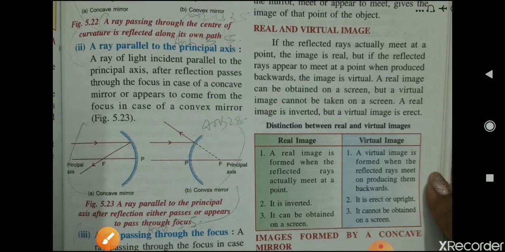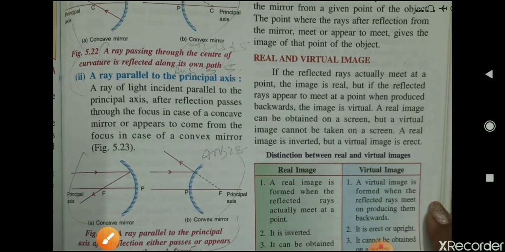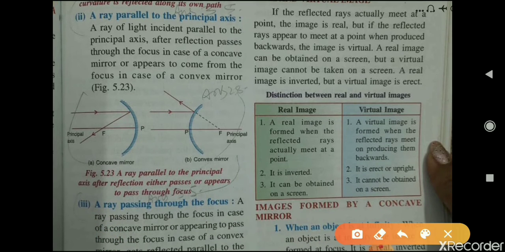Now, real image and virtual image. A real image is formed when reflected rays actually meet at a point, and a virtual image is formed when the reflected rays meet on producing them backward. A real image is inverted, a virtual image is erect and upright, and a real image can be obtained on the screen, and a virtual image cannot be obtained on a screen.